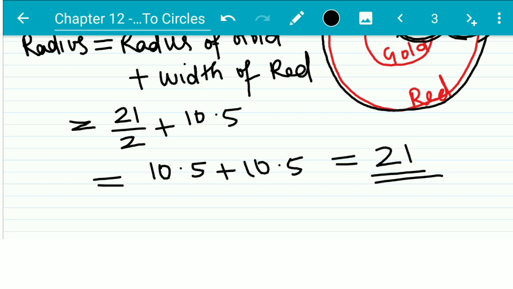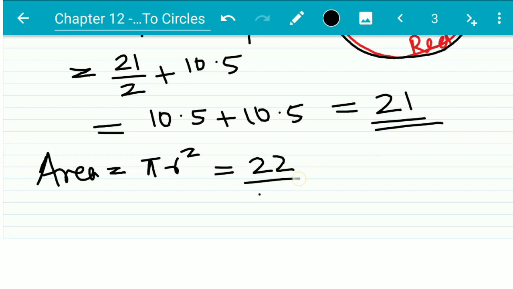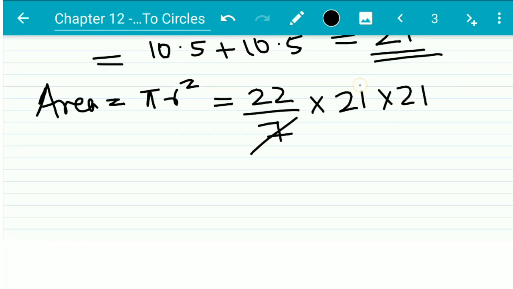Now substitute in the area formula. Find the area. Area equal to pi r square, pi is 22 by 7. What is the radius? See here, 21. So radius square will be 21 into 21. Solve this. 7 3s are 21. 22 into 3, 66 into 21. 1386 centimeter square.